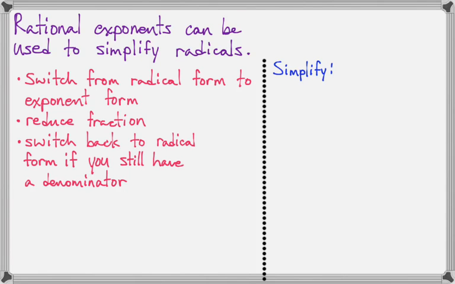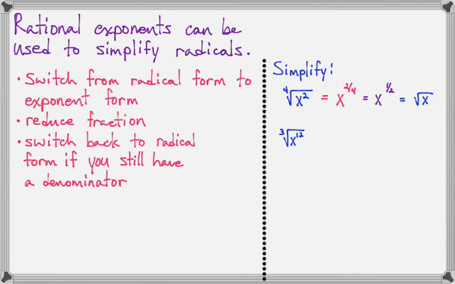We're going to simplify the 4th root of x squared. If I go into exponent form, my top number is 2, my bottom number is 4. 2/4 simplifies to 1/2. In radical form, that is simply square root of x. Now, wouldn't you rather see that than this? So of course, this is the nicer way to leave the answer.